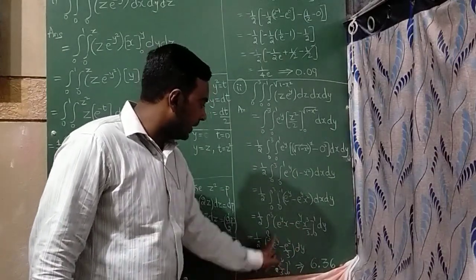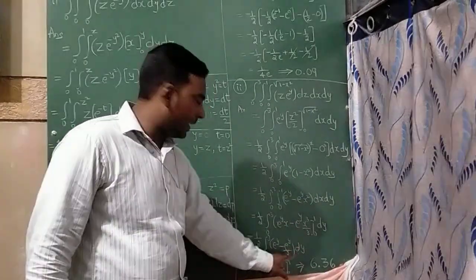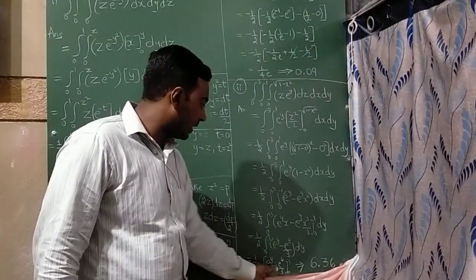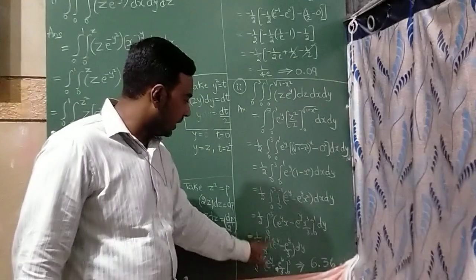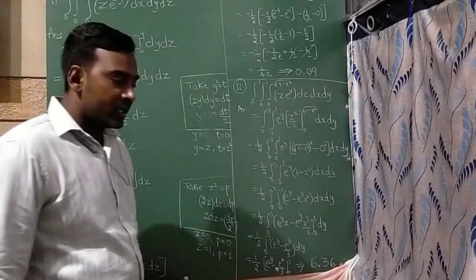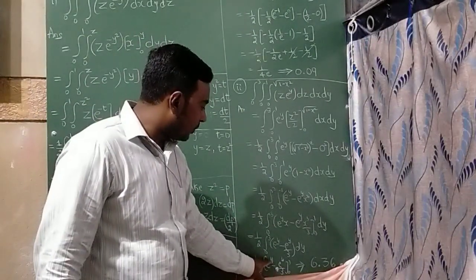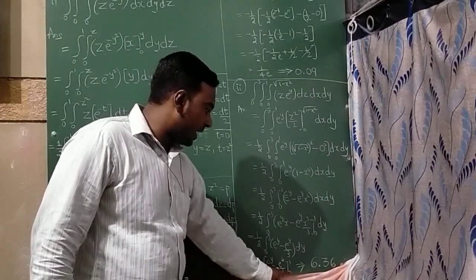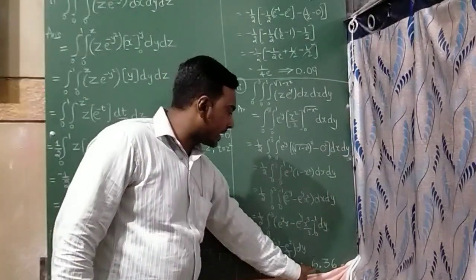Now I am going to integrate this with respect to y. So I will get the same thing, e raised to y minus e raised to y by 3. The range is 0 to 3. If you substitute the value of y as 3 and minus y value as 0, you will get the final answer as 6.36.